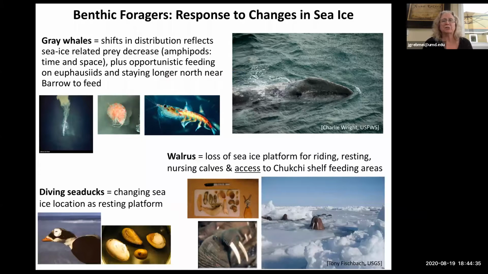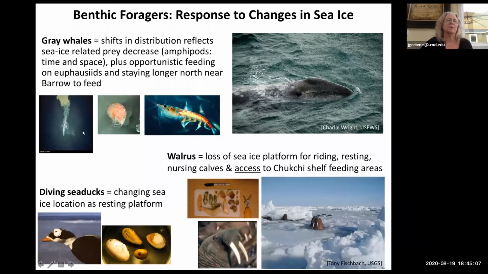We are seeing the shifts in the distribution that reflects the change in the sea ice, and its impact on the decrease in the prey, both the amphipods and in the water column. And what's happening is we're seeing a time and space change because of when the production occurs. Gray whales will also feed opportunistically in the water on euphausiids or krill, and they are staying longer up near Barrow. And so on the lower left here, you're seeing a trail.